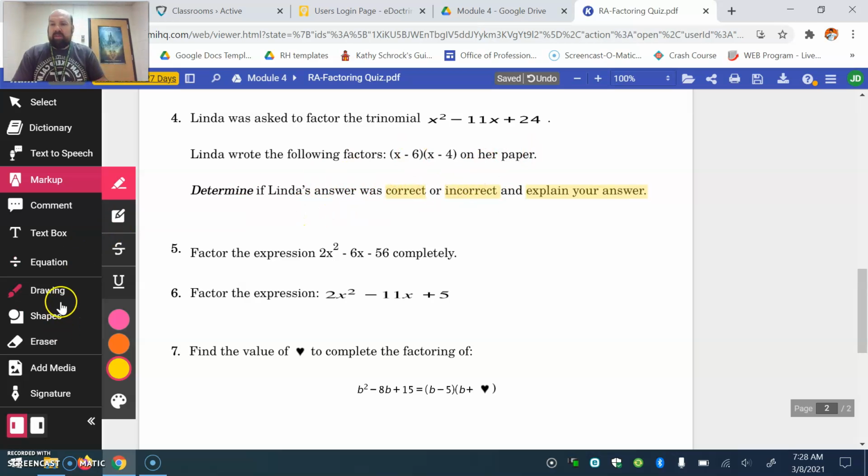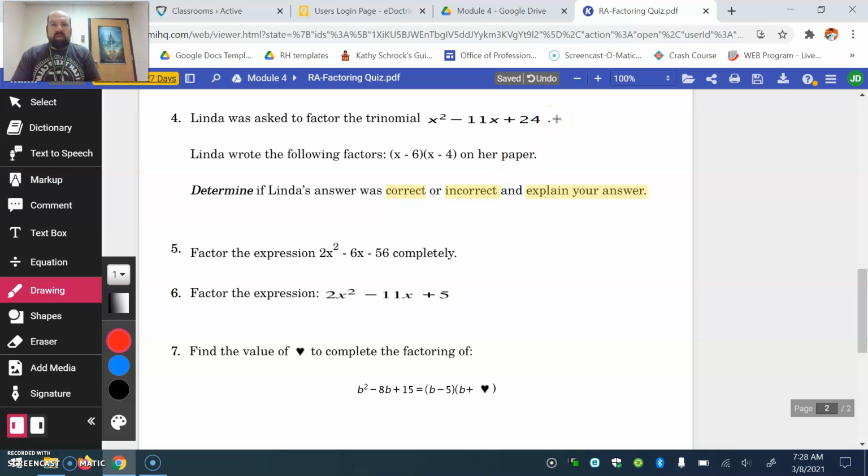I would either factor this trinomial, this quadratic, or expand this one. Either way, and then compare the two. If you factor the one, it should be the same as this if Linda is correct. If you expand this, it should be the same as the original trinomial if Linda is correct.